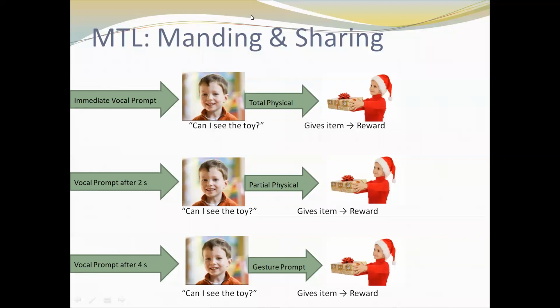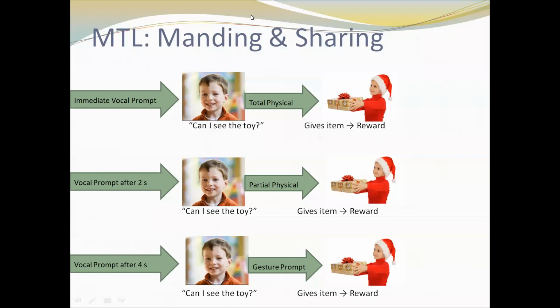So again, the child or the adult says, "Can I see the toy?" And then this time, instead of the total physical, you're going to give a partial physical. The child gives the item away to the other child or an adult, and then you give them the reinforcer with the high praise or tickles, whatever it may be. And then you want to further fade out the prompt. So then it goes from the vocal prompt to 4 seconds. Again, the child says, "Can I see the item?" or "Can I see the toy?" And instead of a physical prompt, you're going to do a gesture prompt this time. And then the child gives the item and then gets the reward.